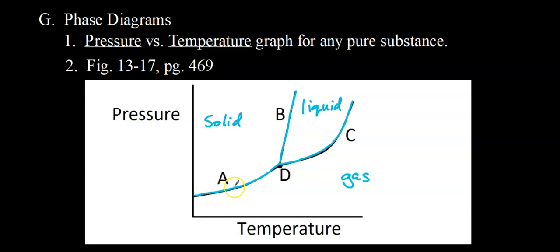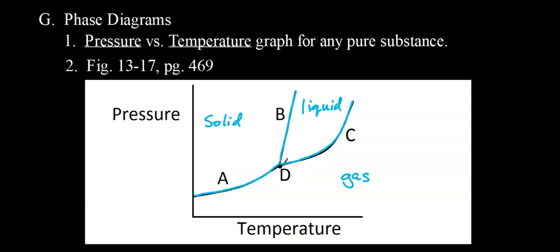All of these different points on here represent the pressures and temperatures at which the substance is both a solid and a gas at the same time. Likewise, this line B here represents all the pressures and temperatures where the substance is both a solid and a liquid simultaneously. So we call that an equilibrium line. And then this line C here represents all the different temperatures and pressures at which that substance is a liquid and a gas.